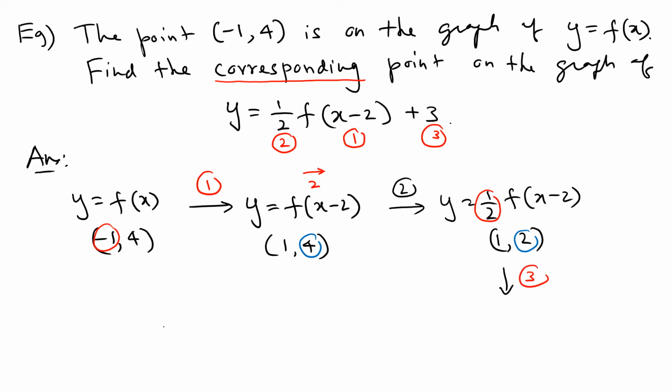The step 3 is shift by. So here what happens is you're gonna shrink like that. So you're gonna half of them. Okay. So now the next one is y equal to the shift. So 1/2 f x minus 2, plus 3.